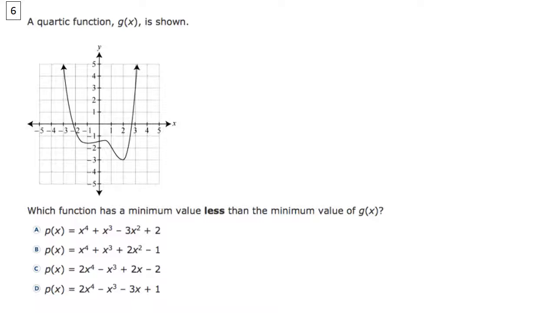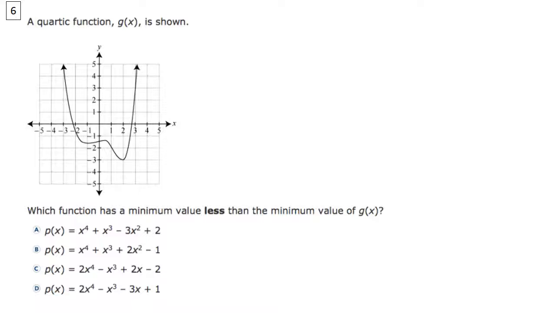Number 6. There's only 7, so we're almost there. But between you and me, I am not a fan of this problem. Which function has a minimum value less than the minimum value of g of x? Now, I'm going to leave this video up. Who knows how many people are going to find it. If you find a better way to do this without resorting to calculus, please let me know. I can't think of anything but graphing them and comparing them.